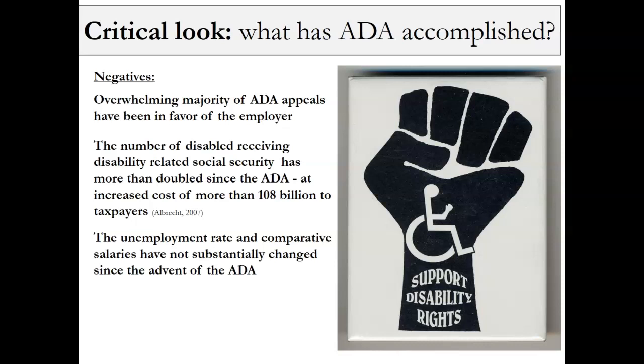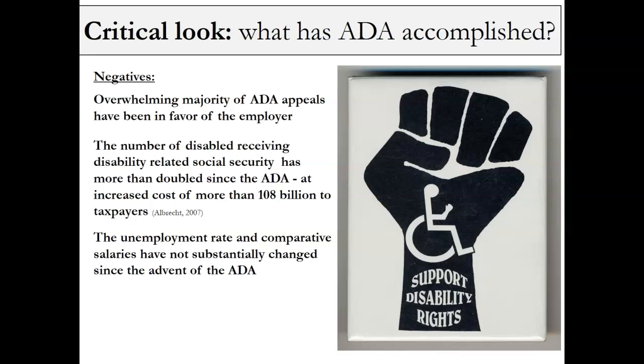Why is that? Not sure. Maybe they can't afford the same degree of lawyer. Maybe the law is biased against them. But when they try to appeal, they're usually losing. The number of disabled receiving disability-related Social Security. If you go on disability, you get Social Security. So I think about that bell curve, flattening the bell curve.